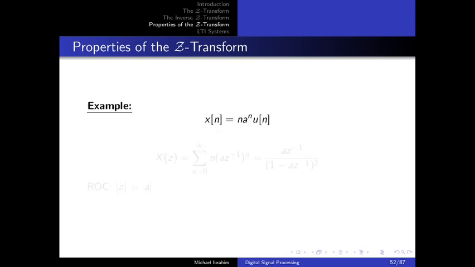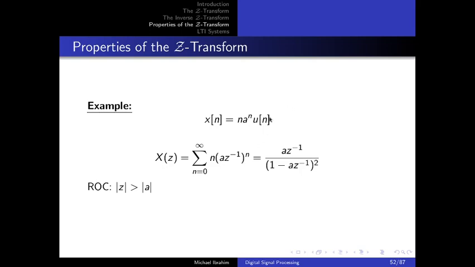Example. Let's say we have a sequence x of n equals n a to the power n u of n, and we need to find the z transform of this sequence. Let's try to do it in two different ways. First way, let's apply the definition we have. The definition is that X of z is a summation from minus infinity to positive infinity of the discrete time sequence, which is n a to the power n u of n, times z to the minus n.